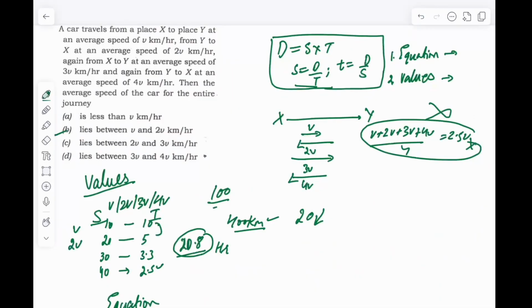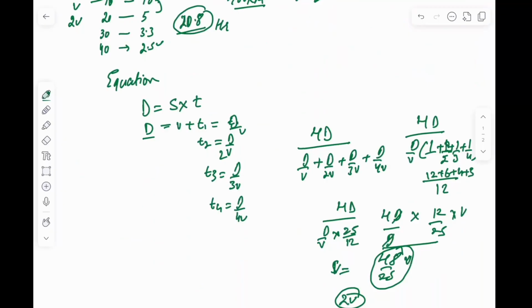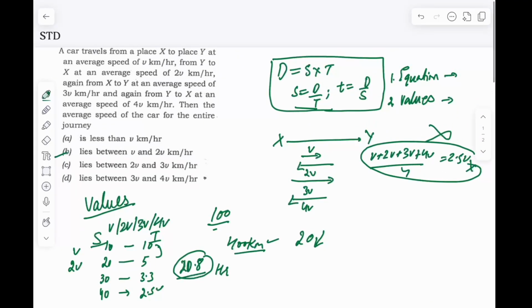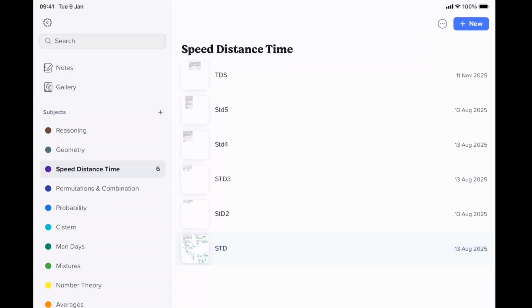Here also we came. So this was a longer drawn process. This is the shorter process because we used values. So basically choosing the right values helps you solve questions faster. Let's try solving another question.